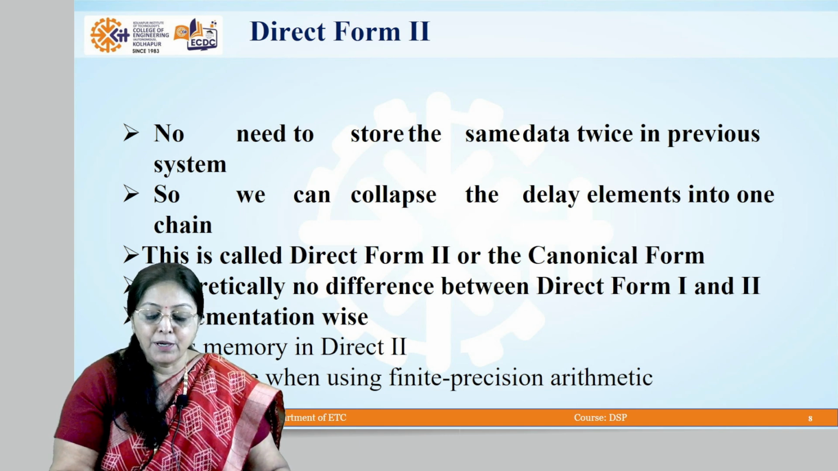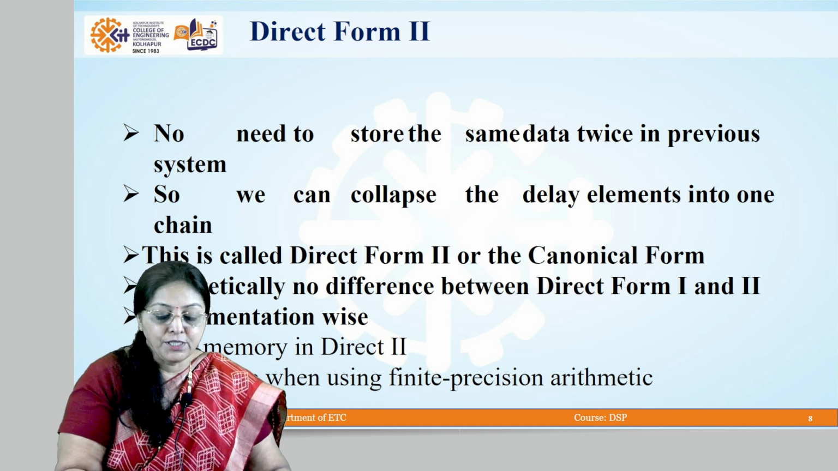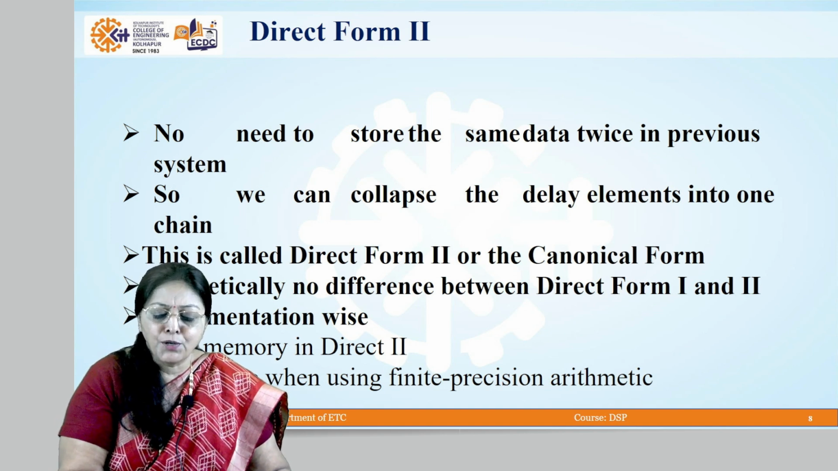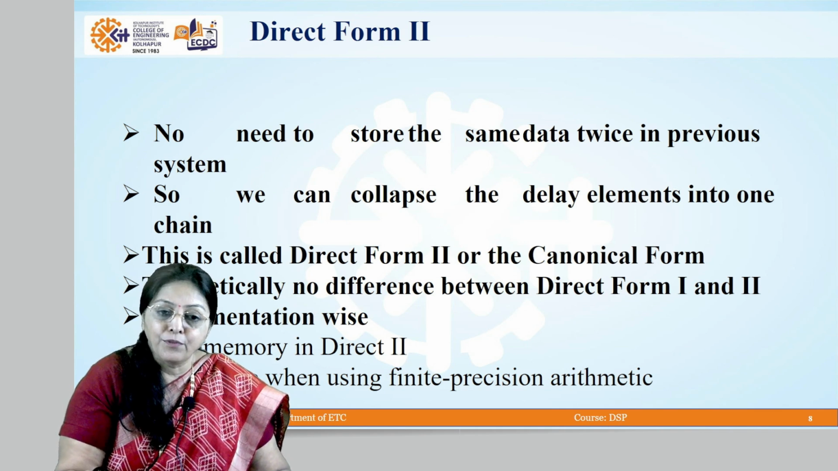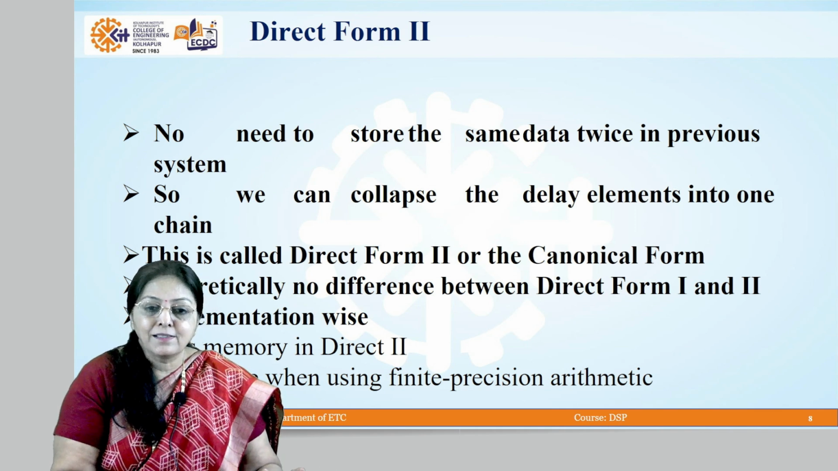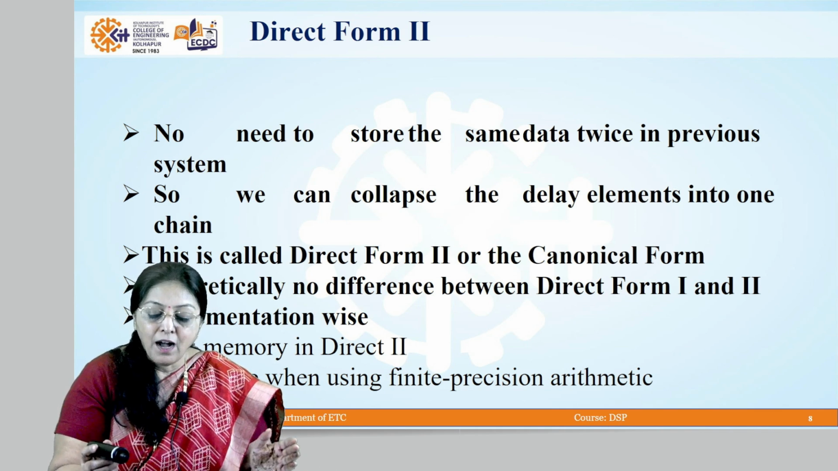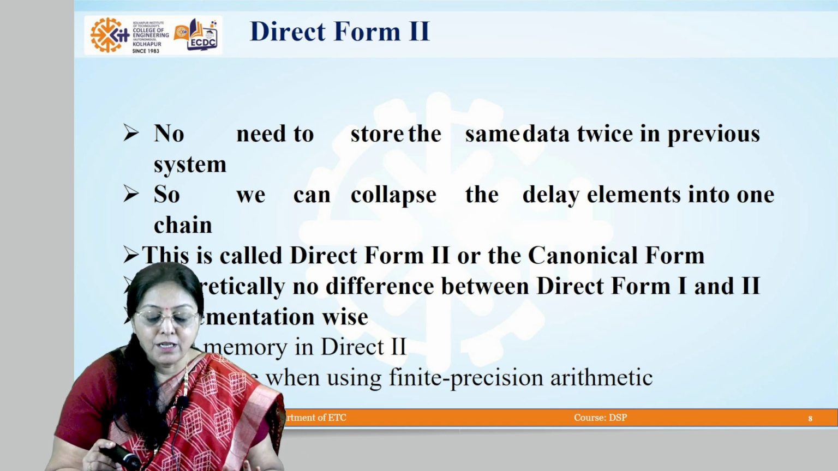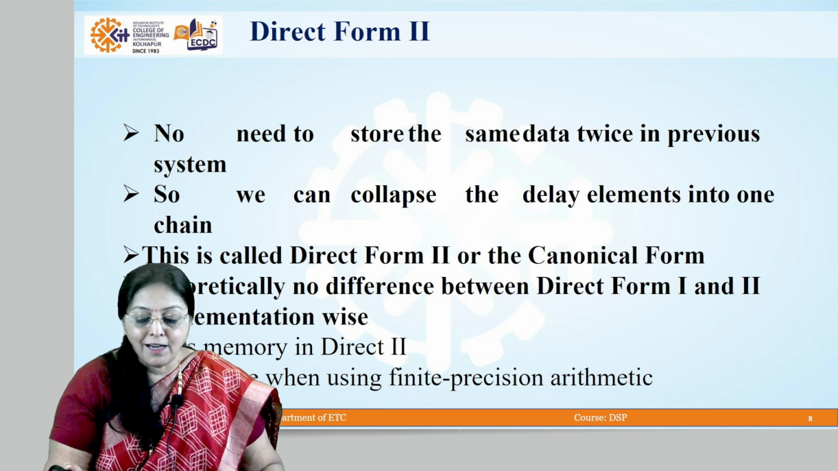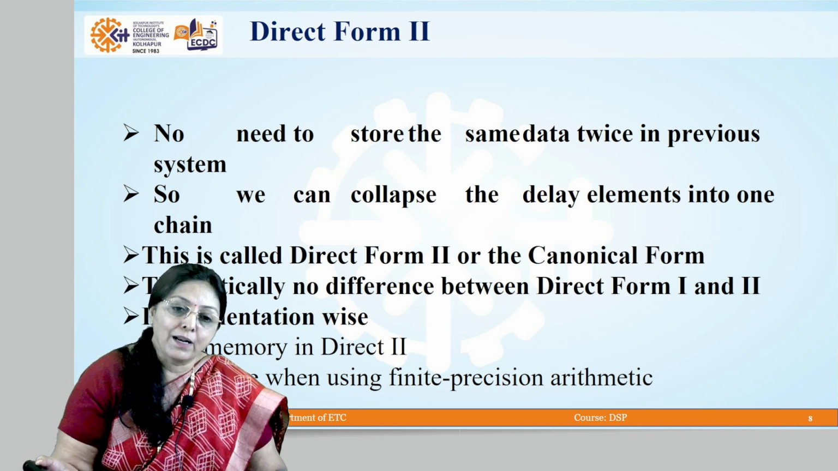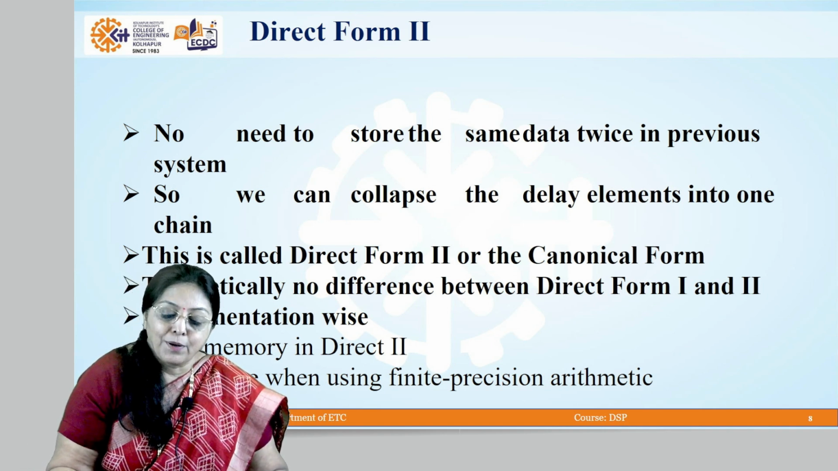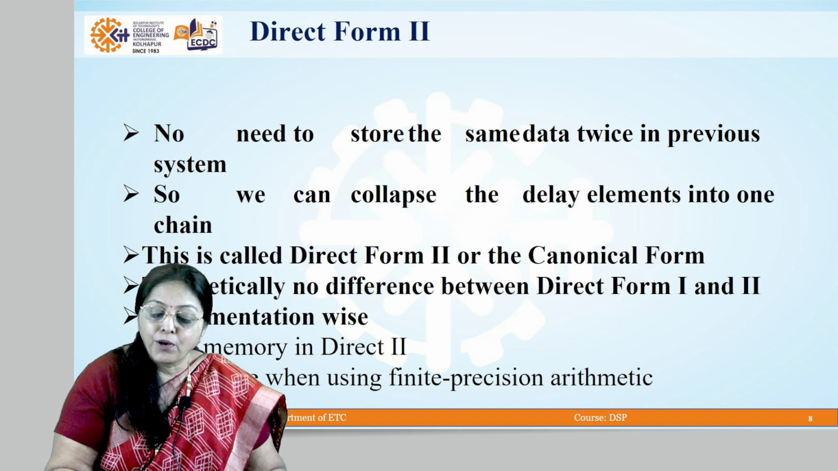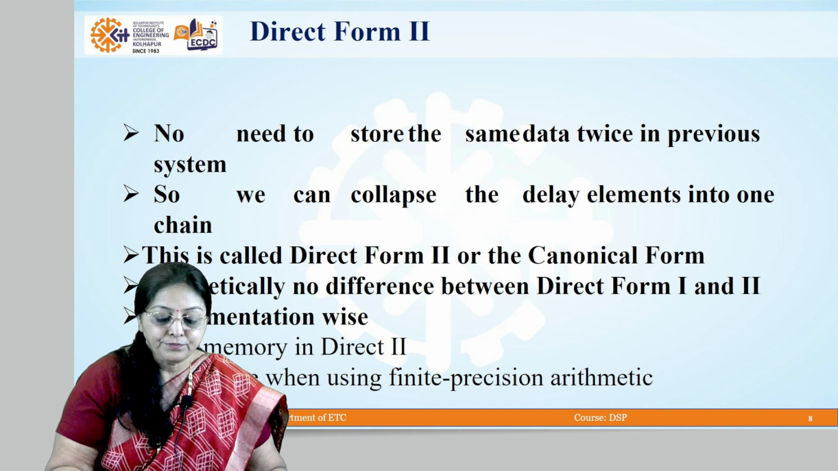Theoretically, there is no difference between direct form 1 and 2. But to minimize the hardware, we generally use direct form 2. If you want to realize the cascade realization and the parallel realization, which is the next part of this session, we select the direct form 2 realization.